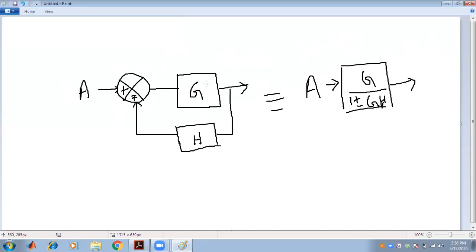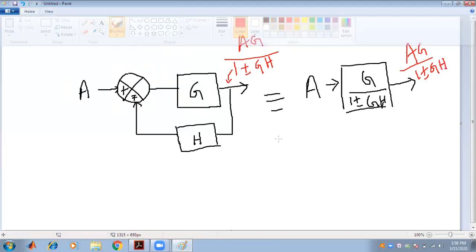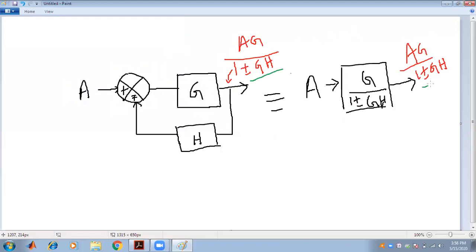The output from that block is, we all know, we have done it several times. The feedback is there. So the output is AG by 1 plus GH. So it will be the same here. The output from here, again the block is there, AG by 1 plus GH. So if I see this, those two outputs are the same. So this is a very commonly used block diagram reduction technique.